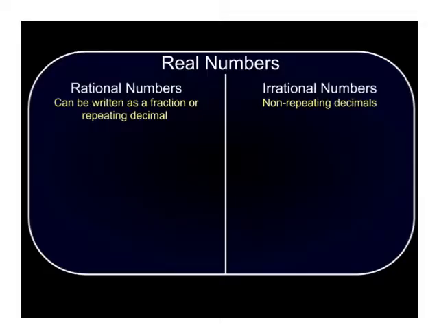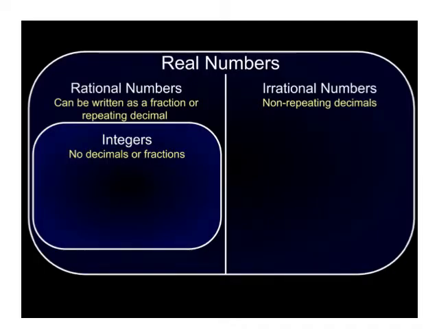Now, contrast that with irrational numbers. Irrational numbers are non-repeating decimals. You've actually seen some of these already. Of course, one of them is very familiar. What is an example of an irrational number? A decimal that doesn't ever repeat itself? Pi, yep. That's what most of us think of when we think of an irrational number. Pi is a great example.